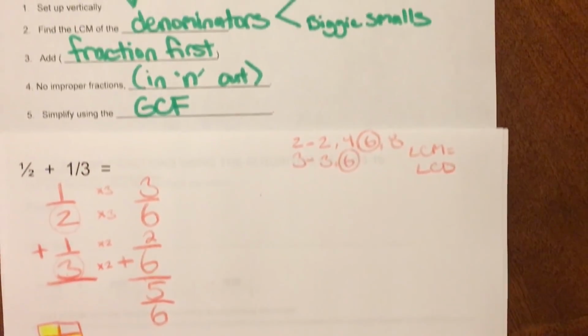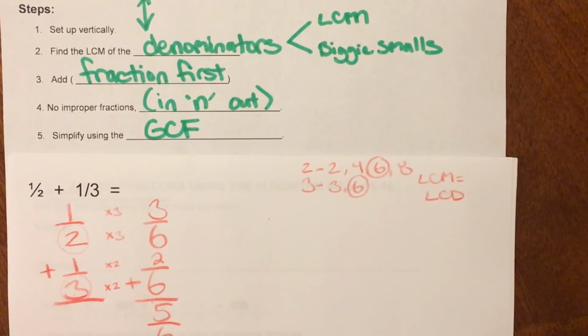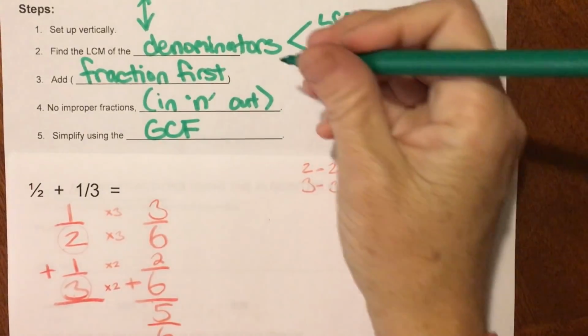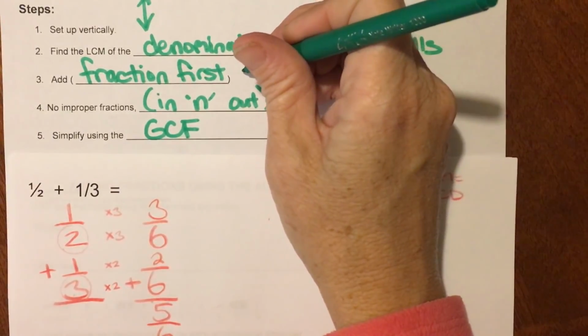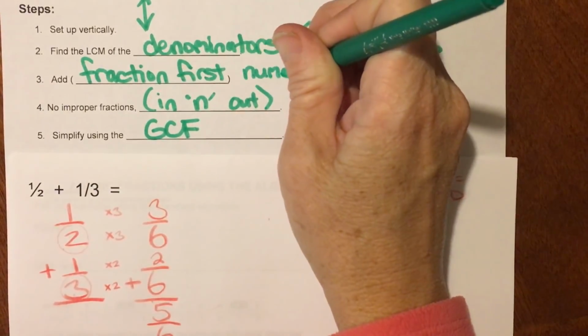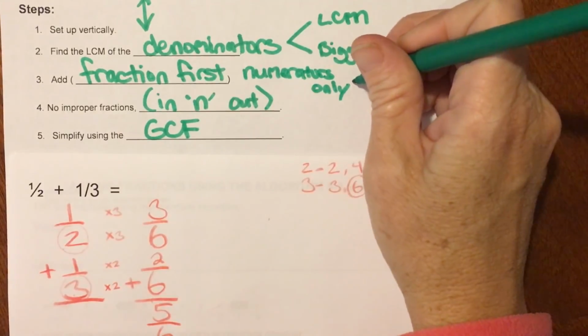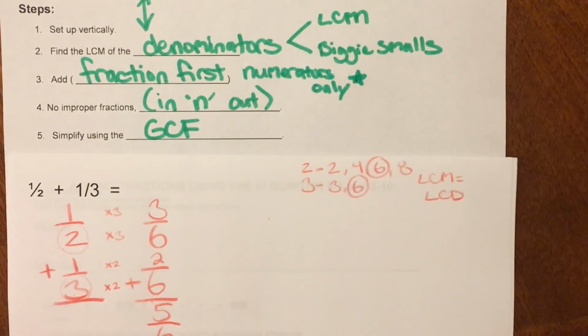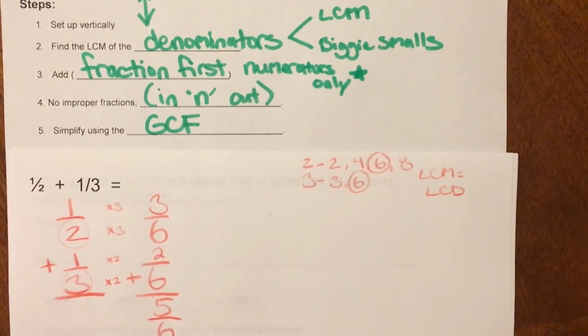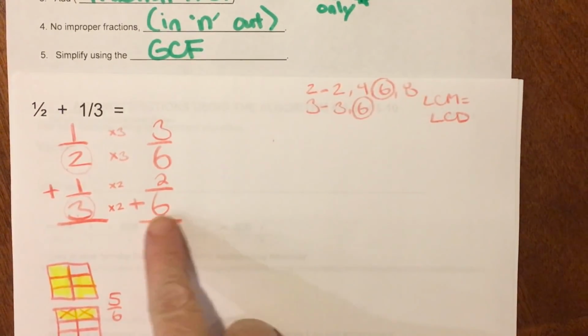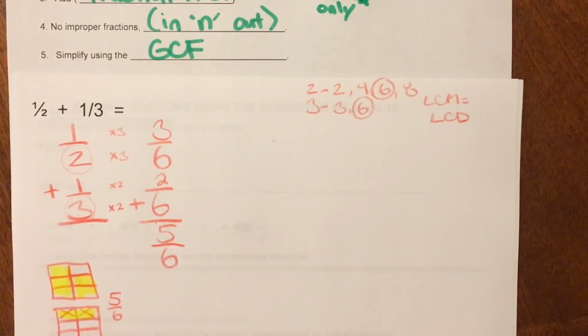Okay, we can come up here to our notes and we might want to write a little note to that. We could even say numerators only. Okay, so when we add, we're adding our numerators only. Okay, next, my next step says no improper fractions. That's not improper, so I can leave it.